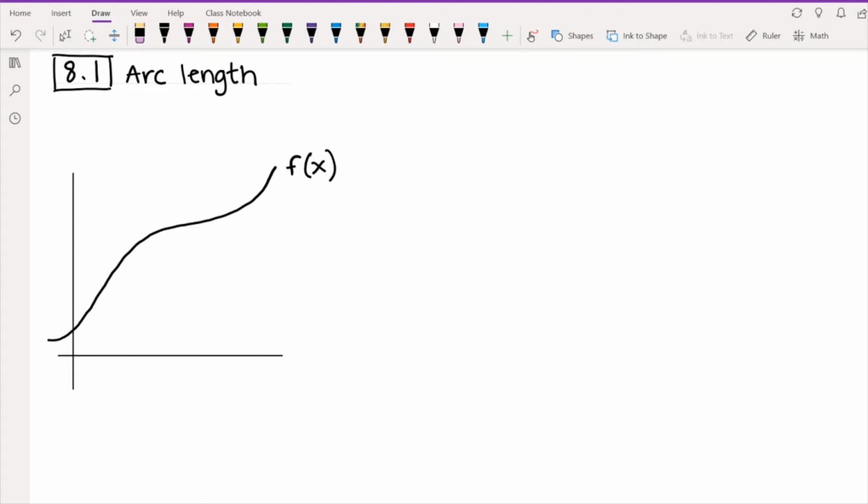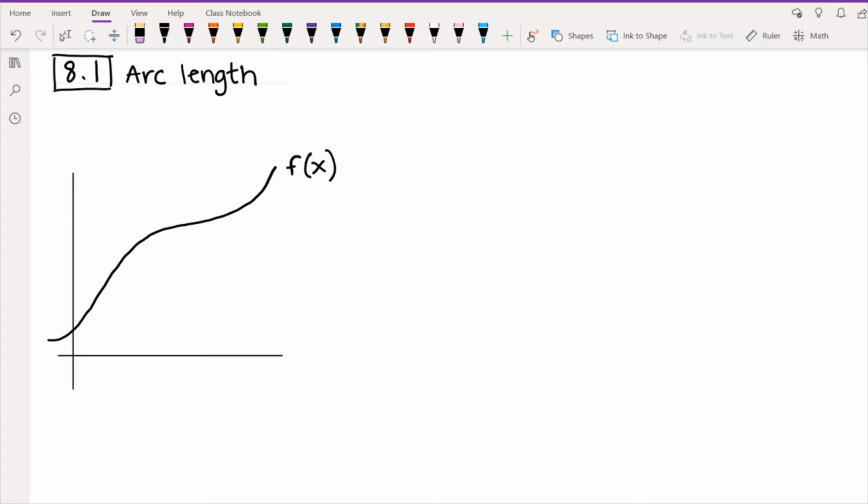Hi everyone. So in this video, we're going to be talking about arc length, which is basically an application of integration. So what we'll see is that there's a formula that involves taking an integral that allows us to find, typically when we're talking about integrals, we've been finding areas, right? Like the area bounded by a function.